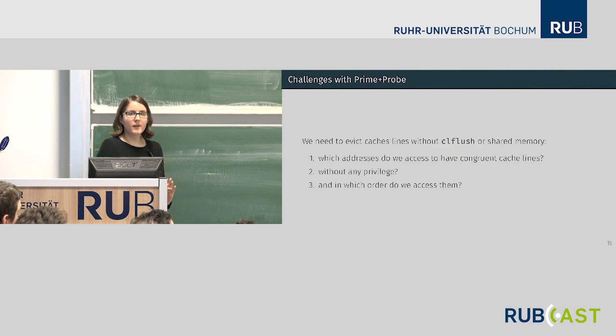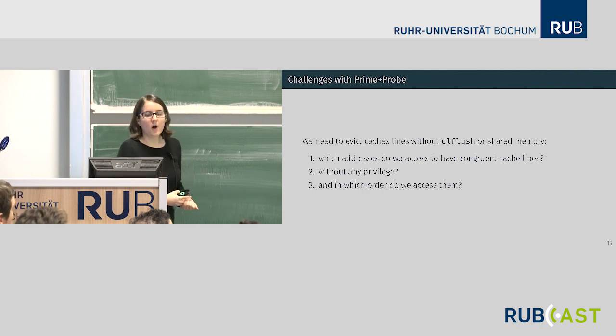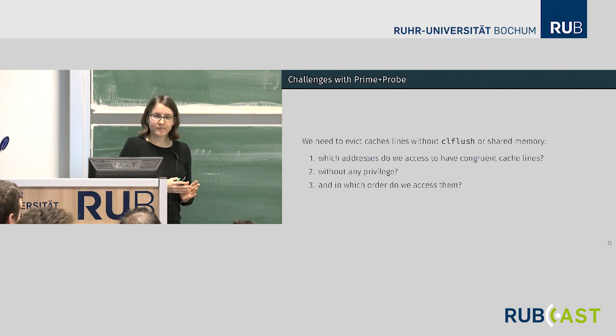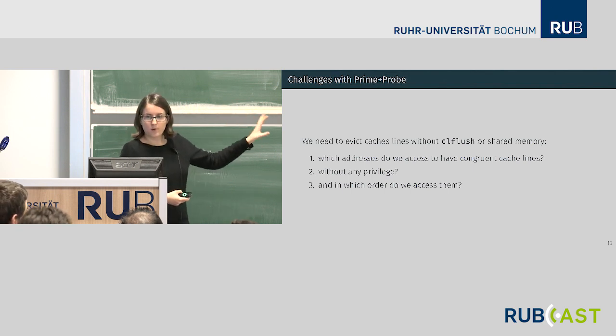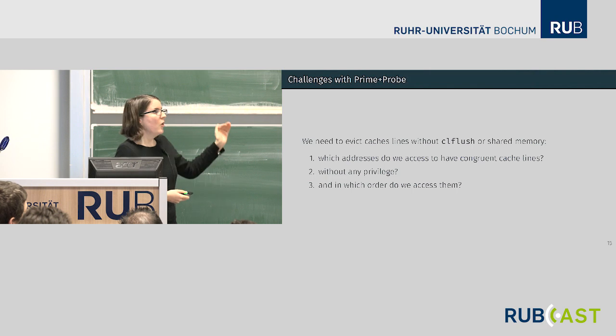Okay, so having a prime and probe attack is quite nice because we do not have all these restrictions on the environments that we have with flush and reload. But we have quite some issues with that. So we need to be able to evict cache lines without the CFlush instruction and without any shared memory. So we need to access precise addresses that go to the same cache set, what we call congruent cache lines.